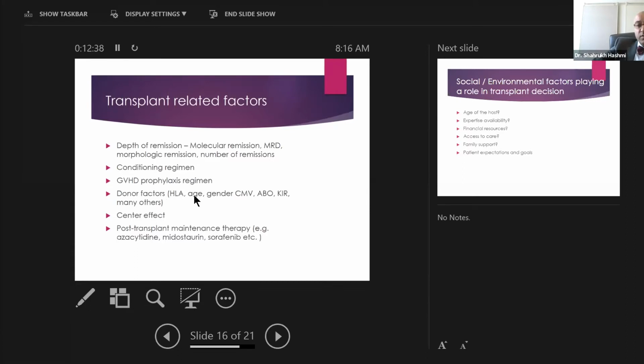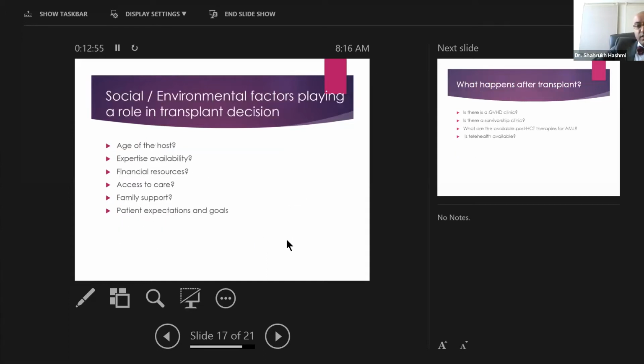GVHD prophylaxis regimen, donor factors, HLA, age of the donor is very important. HLA haplo versus full matches versus 9 of 10, and then you look at the direction. Is it bidirectional, GVH or HVG? This is what we do every day in our life, and KIRs and many other factors. Center effect is important as well in maintenance therapies. The environmental factors are equally important: age of the host, expertise available, financial resources, access to care, family support, and patient expectations and goals. Now, is this as important as the genetics? The answer is absolutely yes.